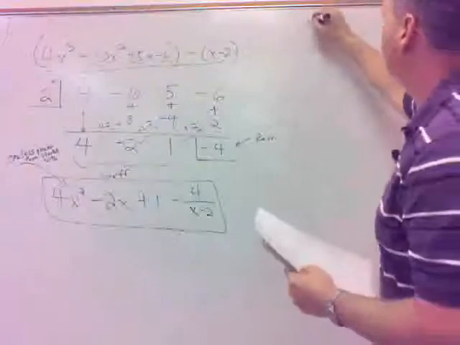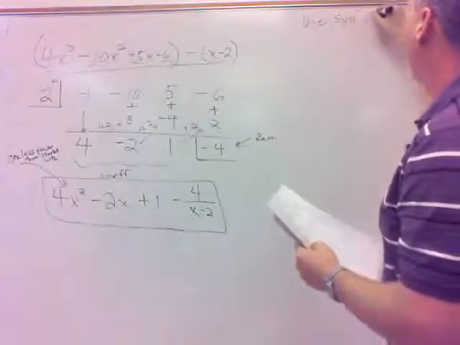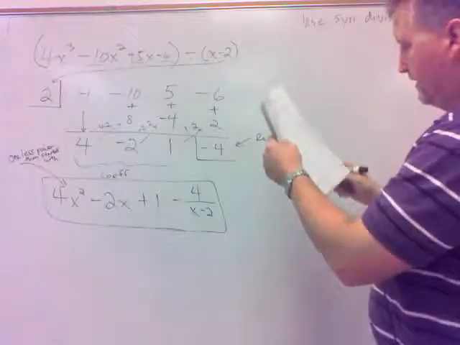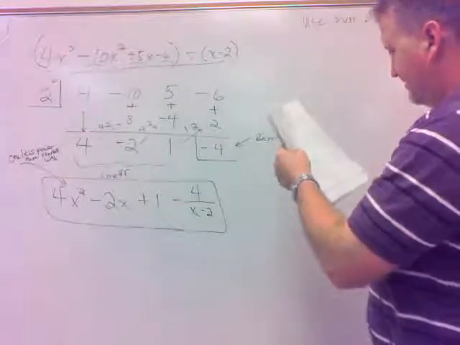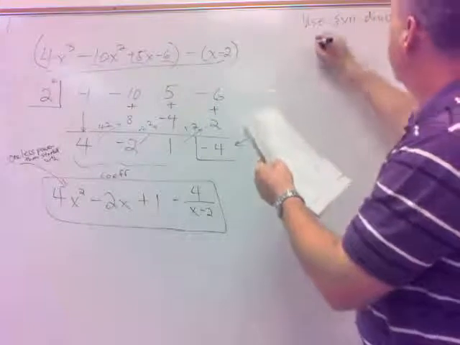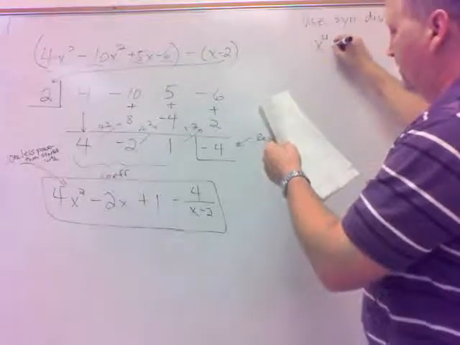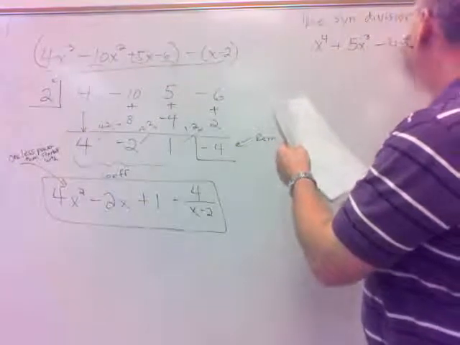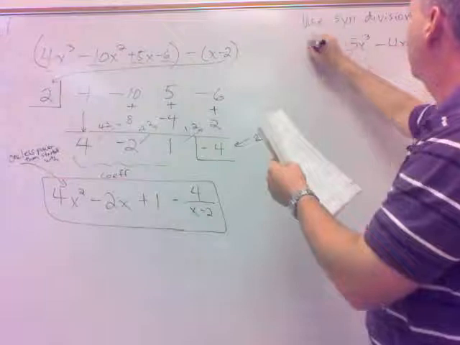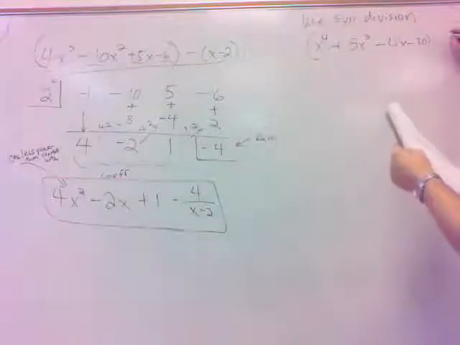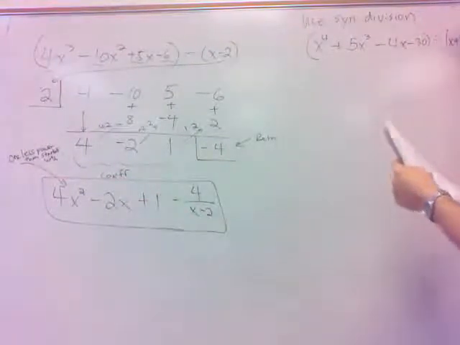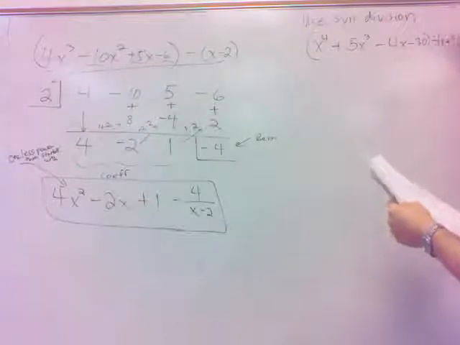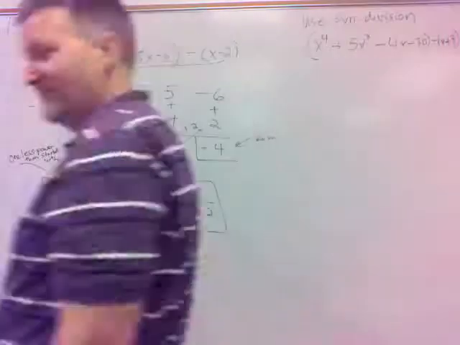All right, so use synthetic division on this one. It's going to be x to the 4th plus 5x cubed minus 4x minus 30 divided by x plus 3. I think I got it on there. Yes, I did. Okay.